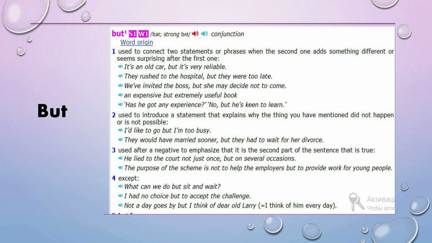Thirdly, but used after negative to emphasize that it is the second part of the sentence that is true. For example, he lied to the court not just once, but on several occasions. Fourthly, except. What can we do but sit and wait? I had no choice but to accept this challenge.